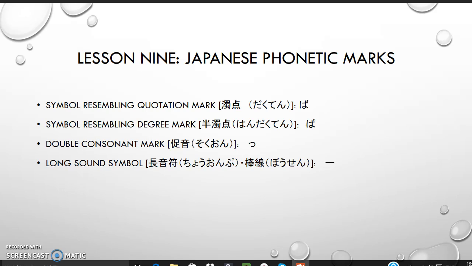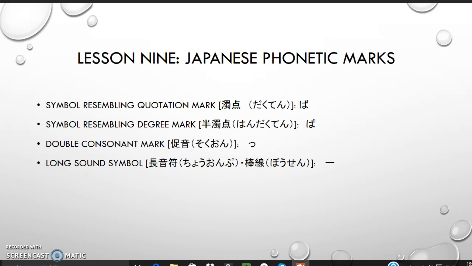The first one is the symbol resembling the quotation mark, and that is known as dakuten. So you might have seen this on characters such as ba, ji, da, things of that nature. The quotation mark, as we can see, is just two small lines. Once again, that's known as a dakuten.